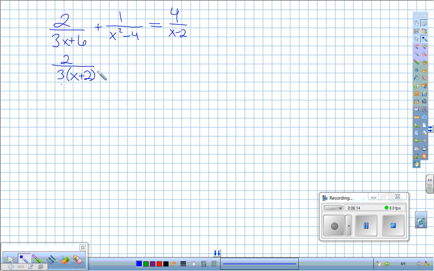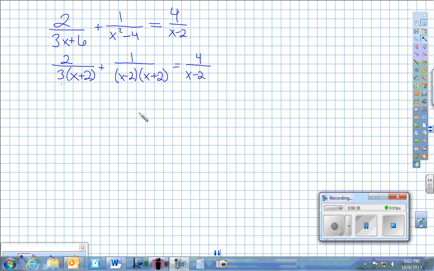So times x plus 2 plus 1, x squared minus 4 factors down. It's a difference of squares. So I'll have x minus 2, the square root of x, square root of 4, times x plus 2. And that will be equal to 4 over x minus 2.